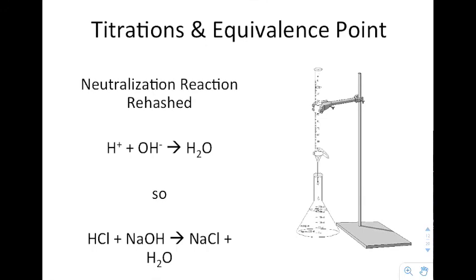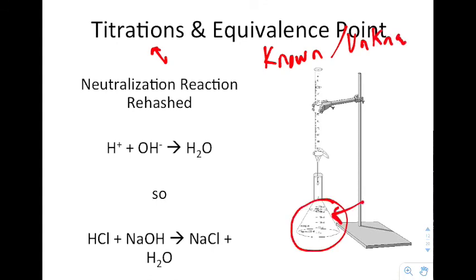Next, we need to talk about the titration. The titration is a really useful chemical technique that is used in acid bases in order to figure out unknown concentrations. It's also used in precipitate reactions. Basically, a titration is when you take a known value and you use it to calculate an unknown. For example, this right here can be an unknown.